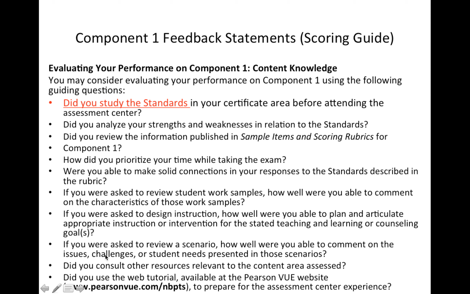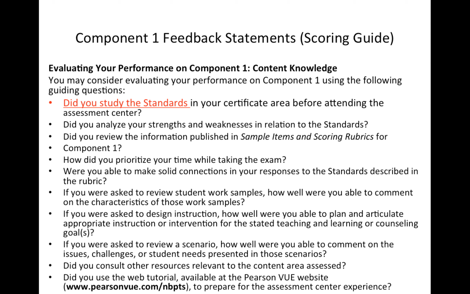Okay, let's talk a little bit about feedback. You should have a copy of the scoring guide, and the scoring guide is really, really beneficial for components 2, 3, and 4. The reason I mention it here is because often I'm challenged with, I don't think I'm supposed to integrate the standards, or the standards are really important to component 1. And I'm using this here. This is actually from the scoring guide to prove to you that they are.